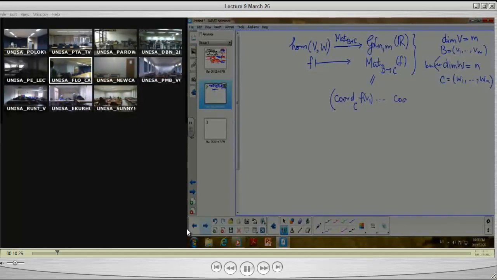And the nth column being this. So this is this matrix. And you have already shown that this map, F going to this matrix, we have shown that this is a bijection.